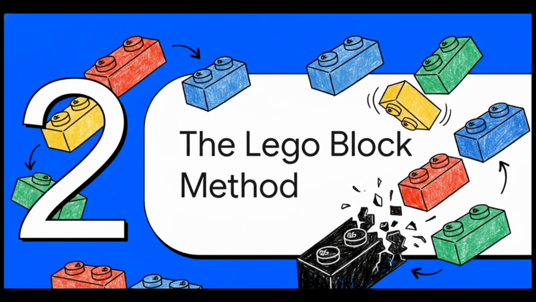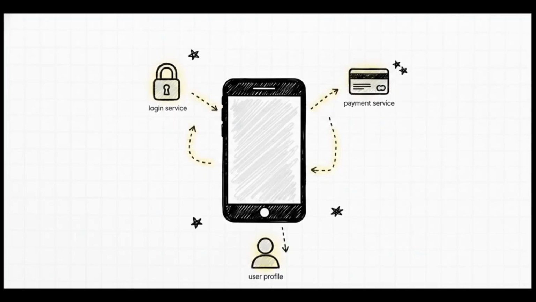Okay, but now let's look at the smarter way to do things, the Lego block method. This is the core idea behind service-oriented architecture. Instead of one solid, fragile block, your application is a collection of individual, specialized bricks that just snap together. You need a new feature or have to fix a bug? No problem. You just pop one block out and snap a new one in. It's really that simple.